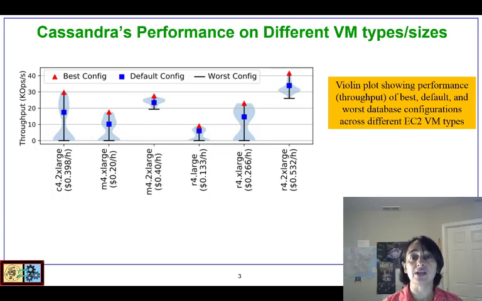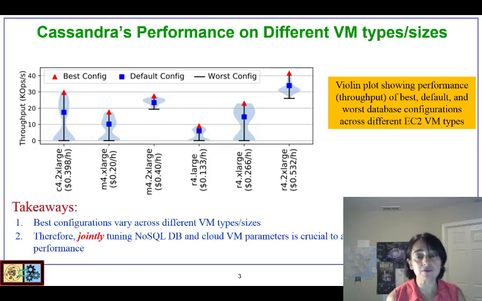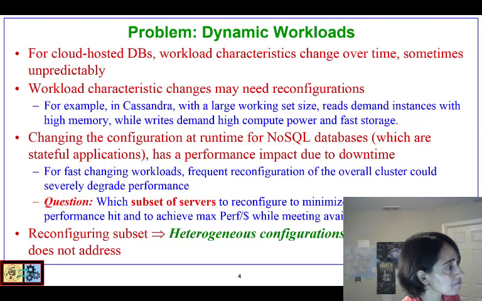And we see that there is up to 74% better performance over the default configuration, 45% on average. And the best configurations vary with the VM type and size. For the 6 different VM types, there are 5 distinct best database configurations.